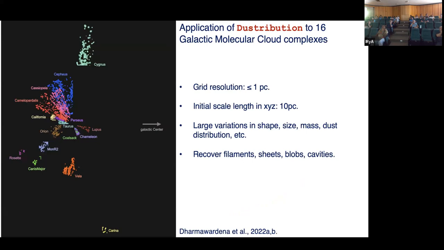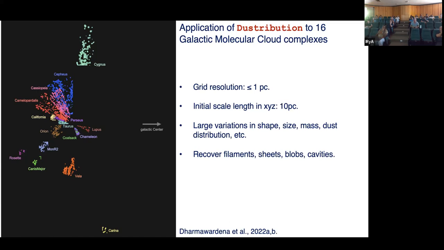One of the first things we did was take the distribution, which would work very nicely, and apply it to molecular clouds. There wasn't a very good reason why these 16 were picked. I liked them, so I decided to map them. That's sort of the logic I went with.